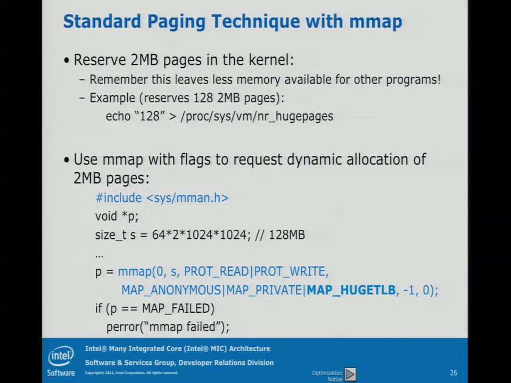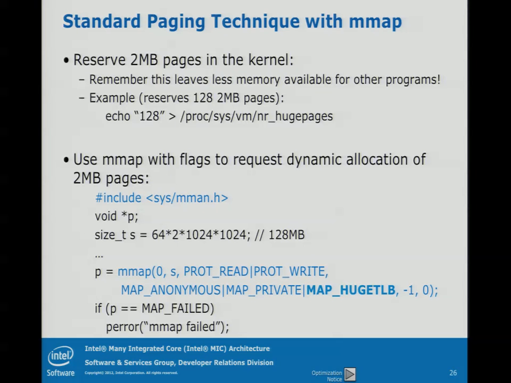So the first step is you need to tell the operating system how many 2 megabyte pages it should reserve for applications. So in this case, let's say we are satisfied with 128, and you echo that value into a certain proc file system pseudofile, and the operating system will adjust internal data structures to have 128 2 megabyte pages available for each application. But beware, those pages are gone. They are no longer available for other applications. So be sure that you don't exhaust the memory of other applications unnecessarily.